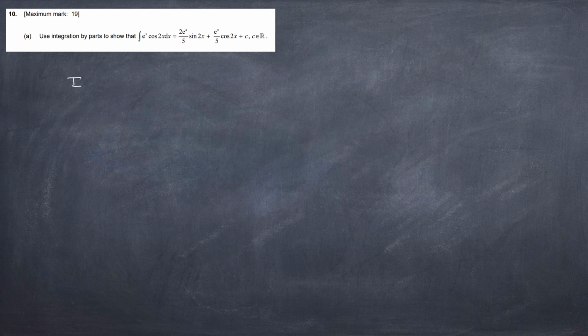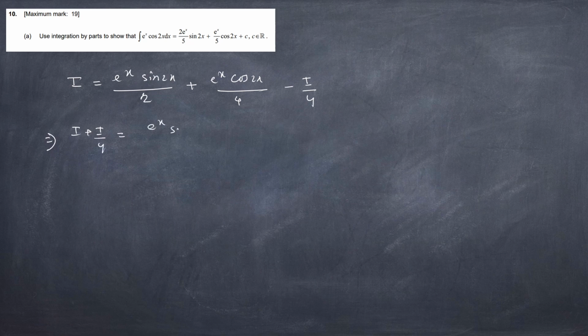So ultimately we have got this equation, that is I equals e to the power x sin 2x divided by 2 plus e to the power x cos 2x divided by 4 minus I by 4. So ultimately now we can write I plus I by 4 is equal to e to the power x sin 2x divided by 2 plus e to the power x cos 2x divided by 4.